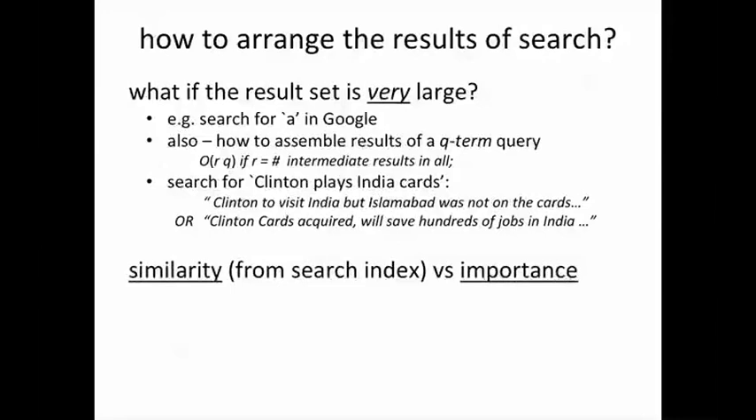So similarity from a search index is quite different from the importance of a web page. Clinton Cards India may actually have many results which talk about the second topic, but clearly the first topic is more popular and more important. How does Google figure this out?